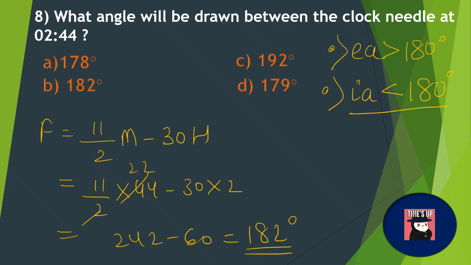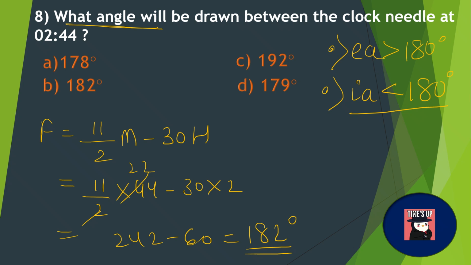Now, if they have mentioned external angle in the question, you know that the external angle should be greater than 180 degree. But if they simply ask what angle, or what internal angle, then it refers to the internal angle. Here, what angle is asked, correct? So it refers to internal angle. Now, internal angle is just vice versa of external angle. Internal angle should be less than 180 degree.